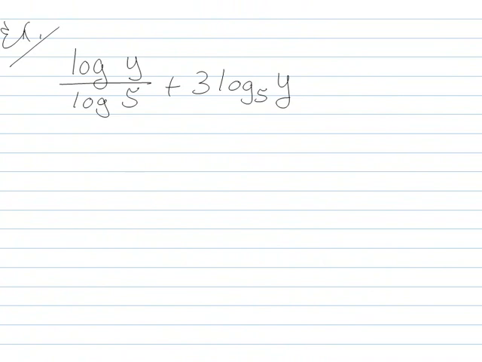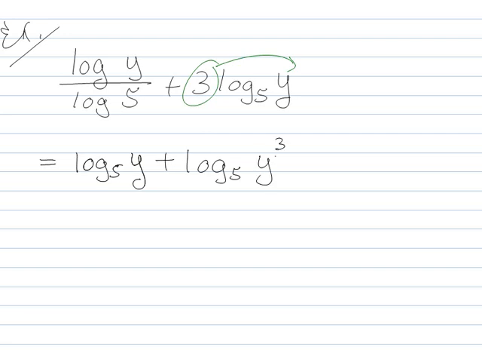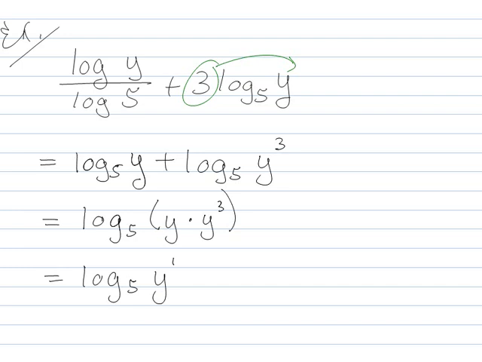This one might get you a little stuck initially, but remember that this is your change of base one. So log of y over log of 5 is the same thing as log base 5 of y. And I can go ahead and tuck this guy up in here, so I get log base 5 of y cubed. Now I can use my product rule: log base 5 of y times y cubed, which is the same thing as log base 5 of y to the 4th.